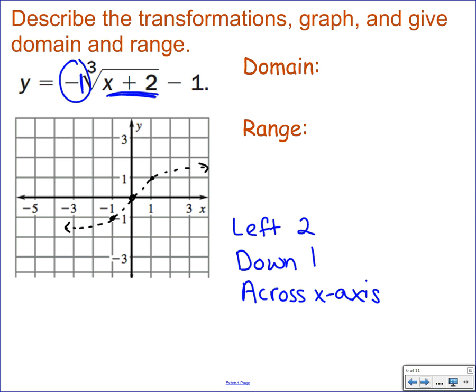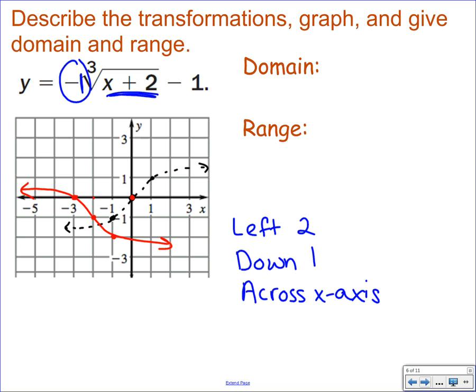So I start with 0, 0. I go left 2, down 1. And leave that point as is. Now this point here goes left 2, down 1, but it gets flipped across the x-axis. So what happens is the curve ends up going the other way. That's what that curve looks like.